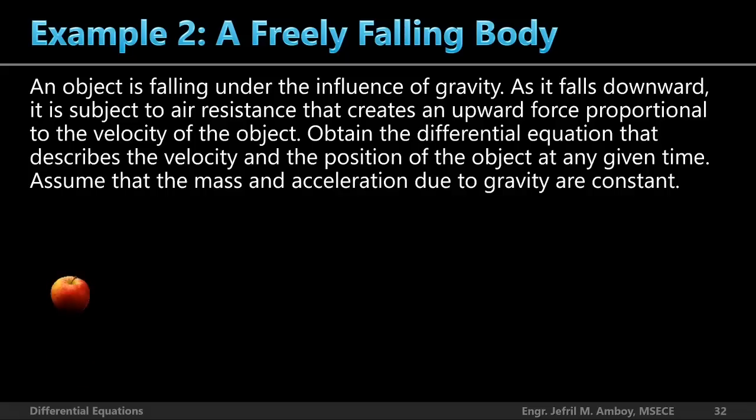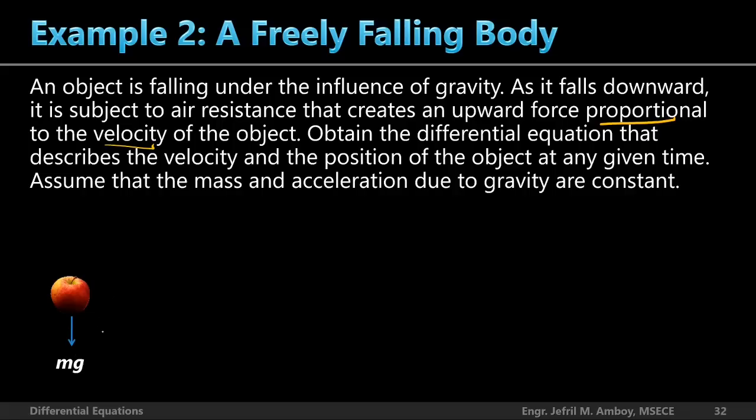Now, in many experiments, it has been found that the force due to air resistance is proportional to the velocity of the object. So let us now indicate in this illustration the forces acting on this object as it falls towards the ground. First, we have the force of gravity, which is represented by the weight of the object, mg. But aside from the weight, there is a force due to air resistance.